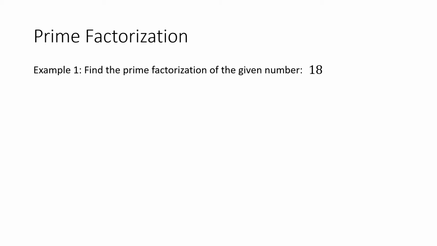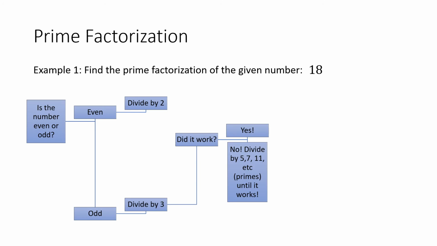All right, so let's look at our first example. We're going to find the prime factorization of the given number, which is 18. I've created a chart for you to go through the process. So let me explain the chart quickly here. The first thing you want to ask yourself when you're working through these prime factorizations is, is the number even or odd? And so you identify whether it's even or it's odd.